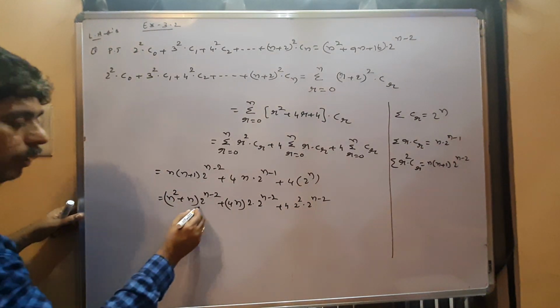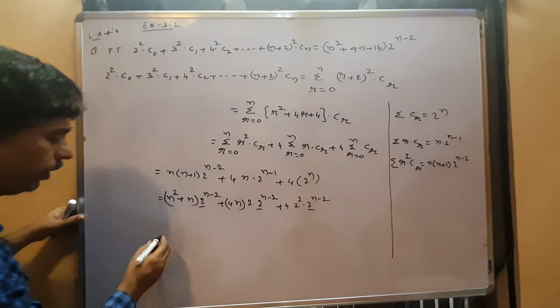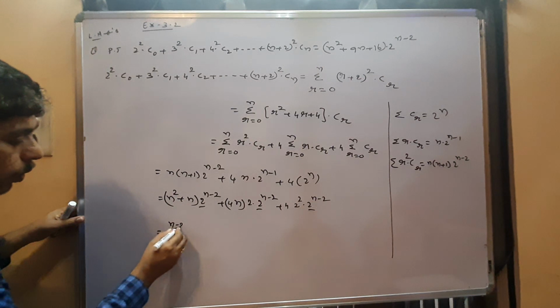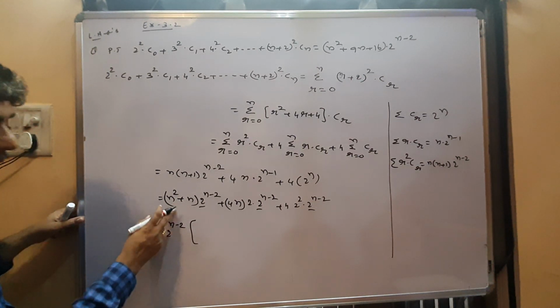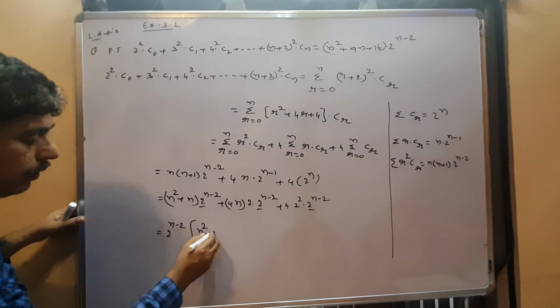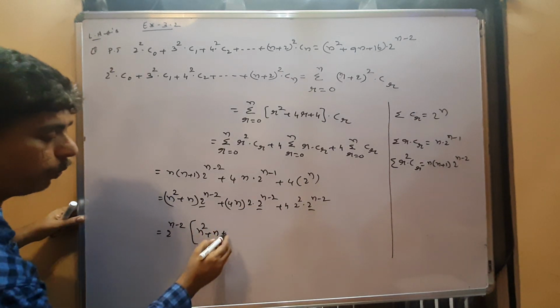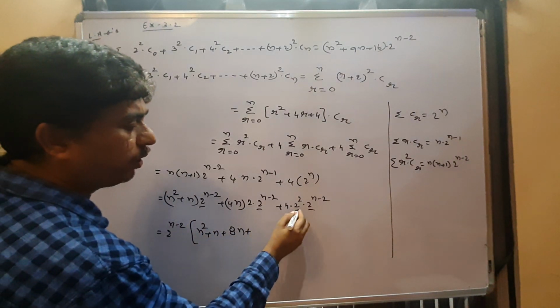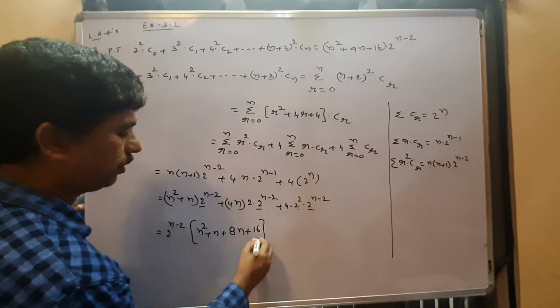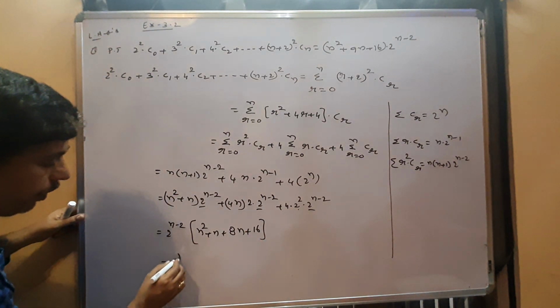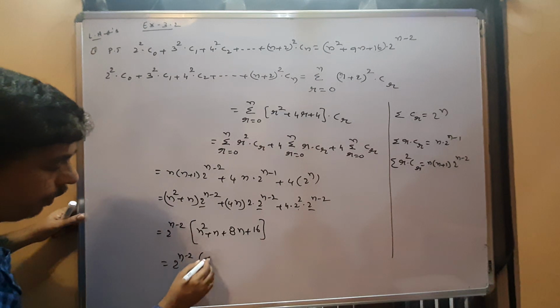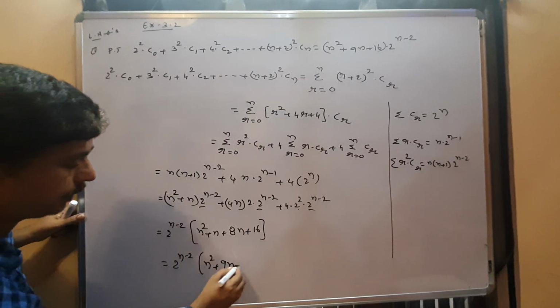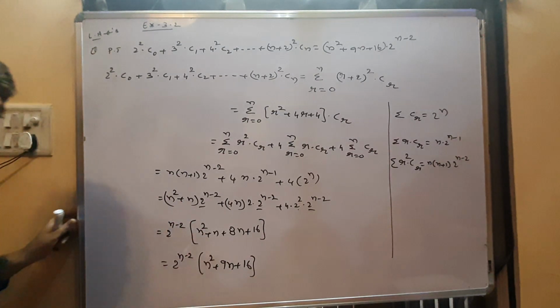Now from the three terms you have to take common 2 power n minus 2. 2 power n minus 2 will be taken outside, remaining n square plus n, 4 into 2 is 8n, 2 square is 4, 4 into 4 is 16. So this is 2 power n minus 2 into (n square plus 9n plus 16). Copy that problem.